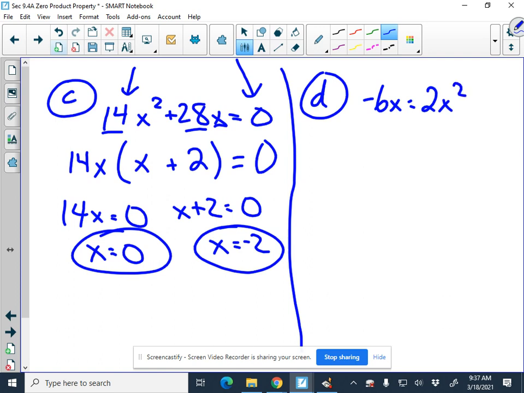Now, I usually move the smaller one. I would consider the 6x the smaller one. So I'm making this side 0. It really doesn't matter. You can move either of them.